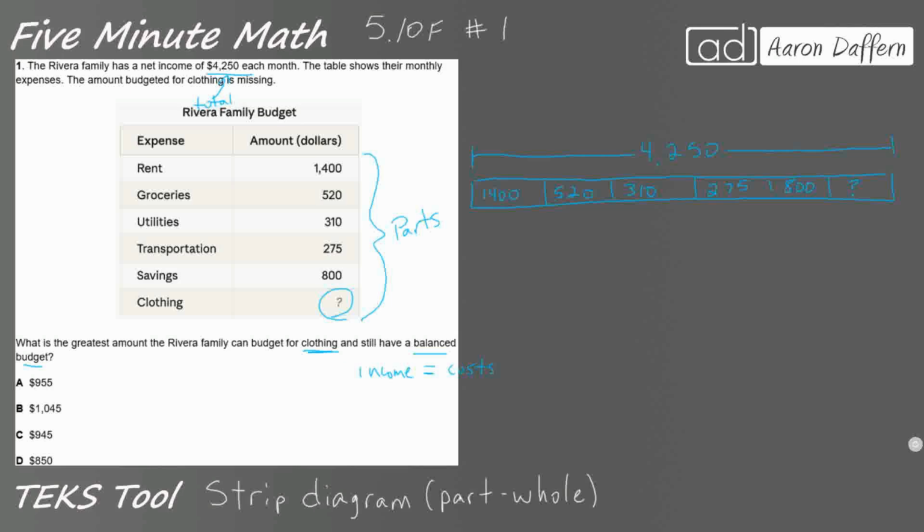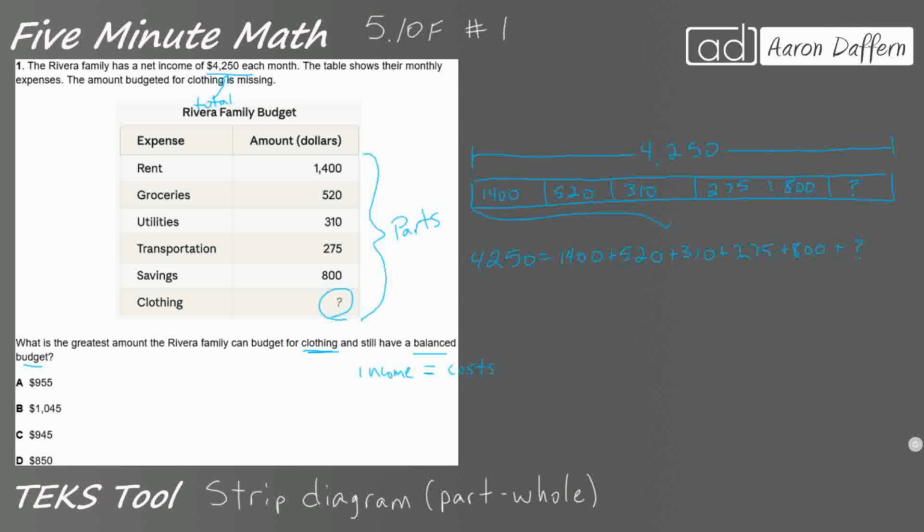So there's a few different equations that we could write to figure this out. What we could do is if we wanted to write a balanced equation, we can say 4,250 equals 1,400, and then all of these are going to be plus because we're adding these together, and they are going to end up being balanced or equal to each other. That would be a correct equation. Does not really help us solve it. In this problem, we actually have to solve it. So I suggest we do something like this.